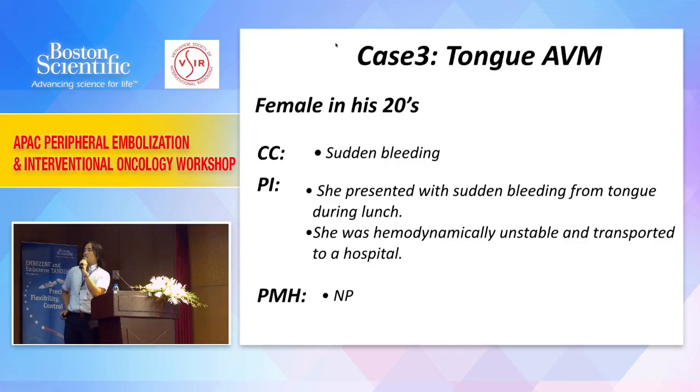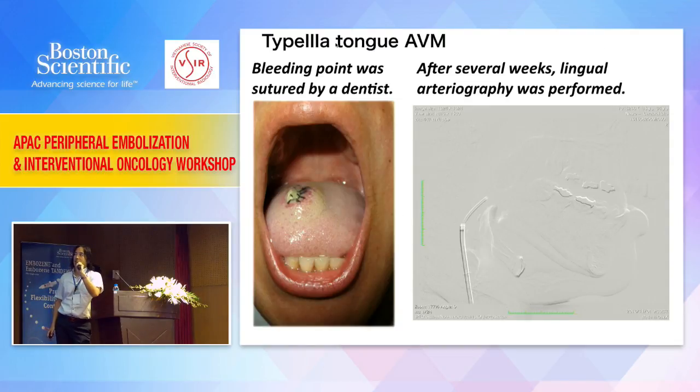And she came to a hospital due to sudden bleeding. At lunchtime, she was eating lunch with her friend. At that time, she presented with sudden bleeding from the tongue. And she was hemodynamically unstable and transported to a hospital. And the dentist sutured a bleeding point like this.